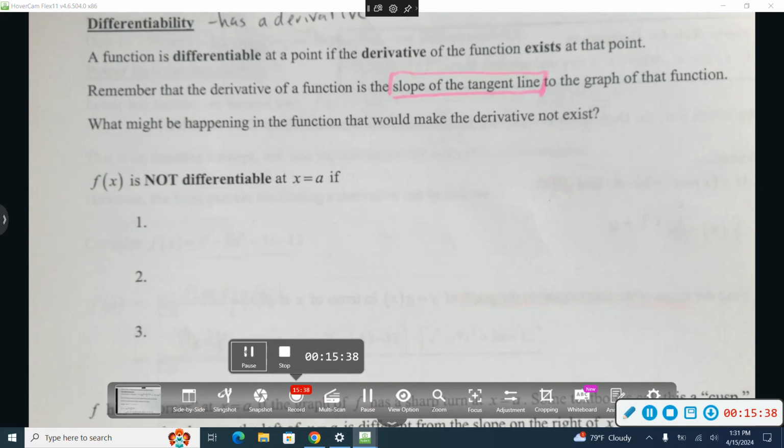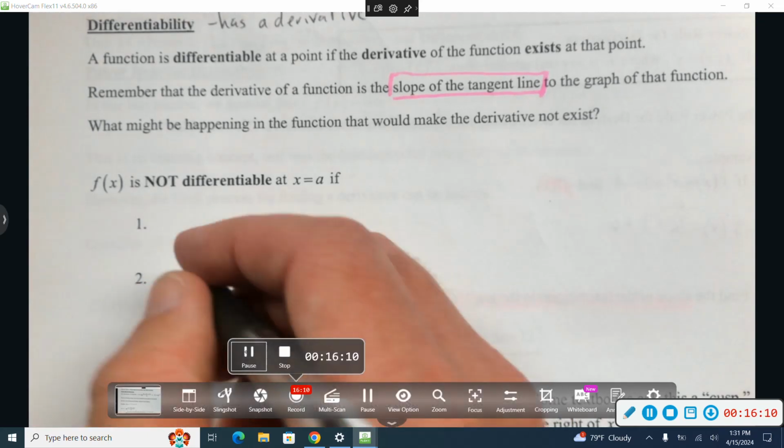What's that? But a straight line has a slope. It's like a constant slope. A horizontal. Okay, now we're getting somewhere. A horizontal line. What's the slope of a horizontal line? 0. Okay, so that's fine. But what's the slope of a vertical line? Undefined. So it could have a tangent line, but if that tangent line is vertical, its slope is undefined, which means its derivative is undefined.